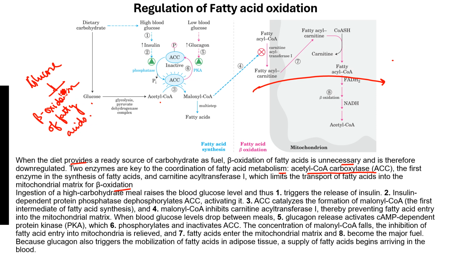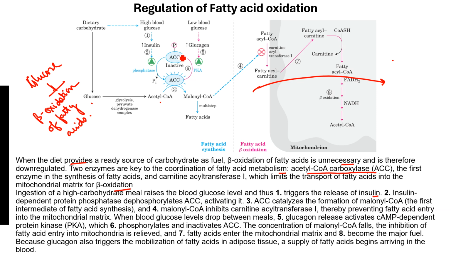This cycle has to be inhibited. So first, what will happen? There will be release of insulin when you take a high carbohydrate diet, and then what happens? This insulin-dependent protein phosphatase dephosphorylates acetyl CoA carboxylase, activating it.